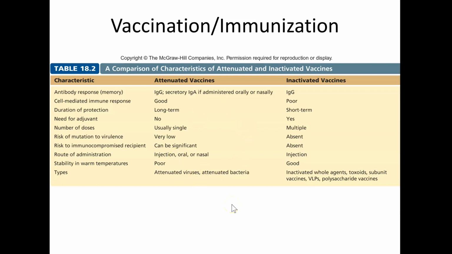Contrast that with inactivated vaccines, where their stability is very good because it's a product. It's not a living thing. It's a portion, right? It's that antigenic portion of a piece of something that used to be problematic, but we've cut out all that problematic portion. So there's no risk of back mutation. There's no risk to an immunocompromised person, but the protection doesn't last very long. It's only short-term protection, and therefore we have to have booster shots every once in a while.